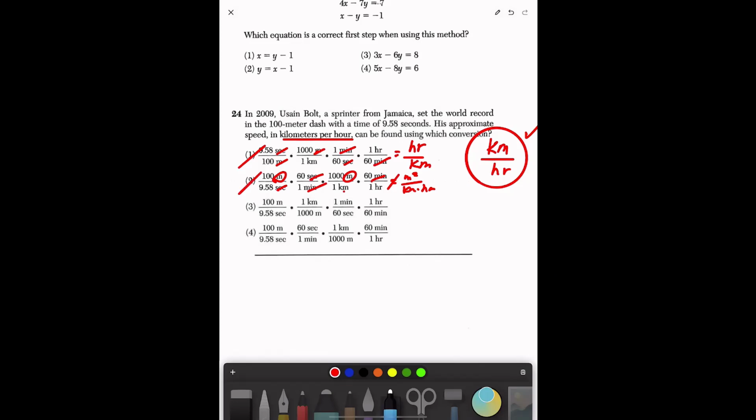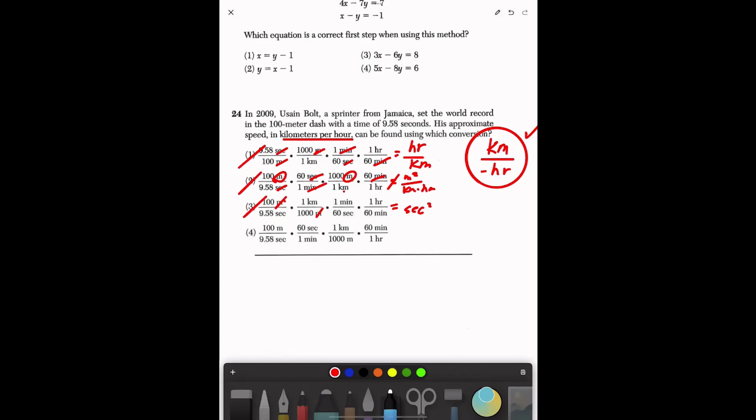So the next one, we got meters on the top, we got meters on the bottom. We got seconds on the bottom and seconds on the bottom. So we're going to have seconds squared. We know that's not what we're looking for. We're looking for hours. So it's got to be the last one, but let's double check it.